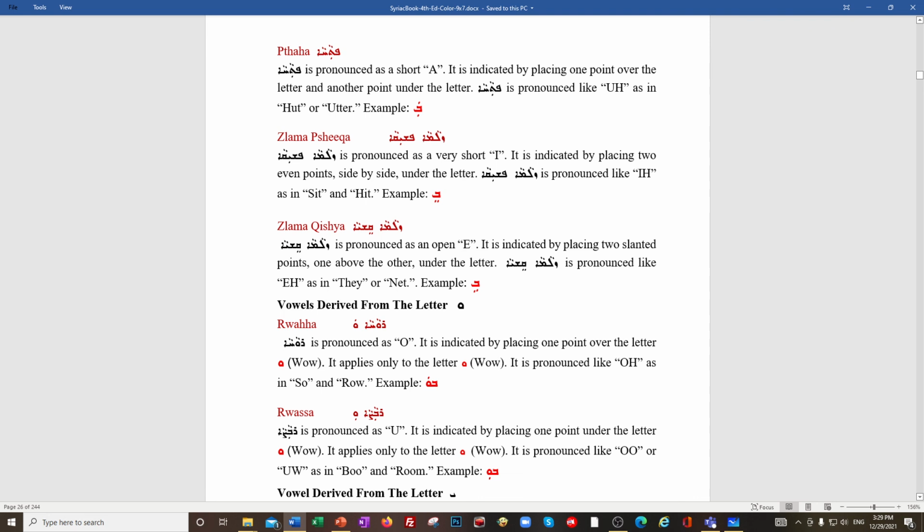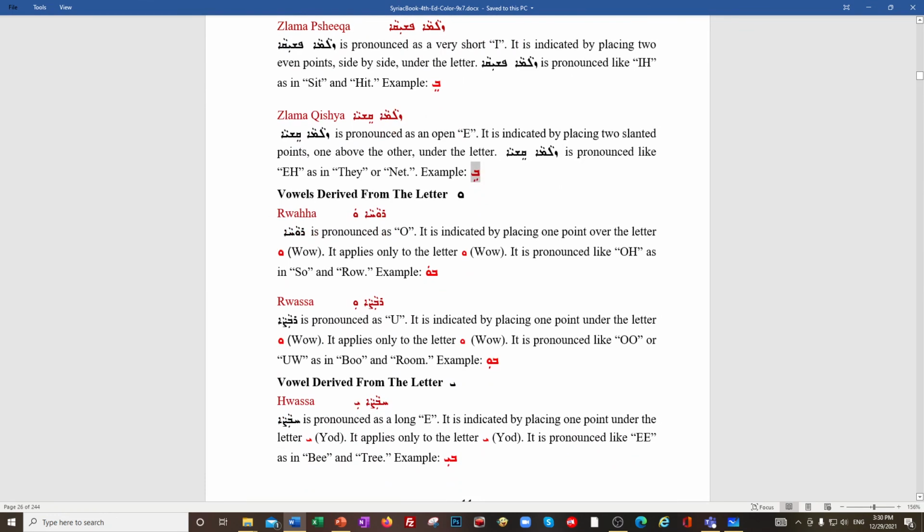Zamaqishya is pronounced as an open E. It is indicated by placing two slanted points, one above the other, under the letter. Zamaqishya is pronounced like a, as in they, or net. Example, with the Beth, b, be.